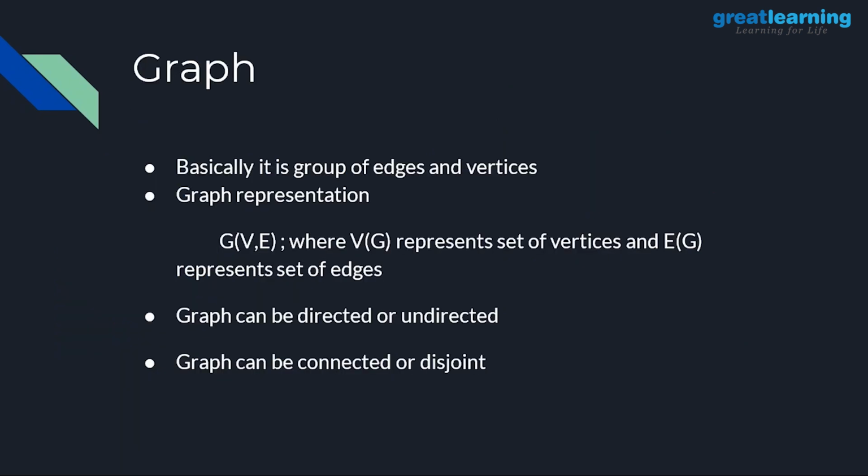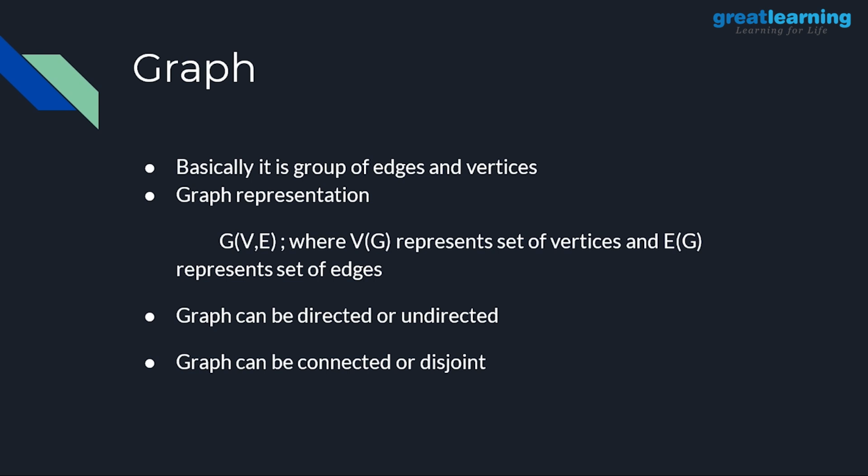Okay, so now let's talk about graphs. A graph is also a non-linear data structure like trees. Basically, a graph contains nodes, also called vertices, and edges to connect them. A graph is represented in the form G(V, E), where V represents the set of vertices and E represents the set of edges. Basically, a graph is used to define a relationship between arbitrary objects or arbitrary data.